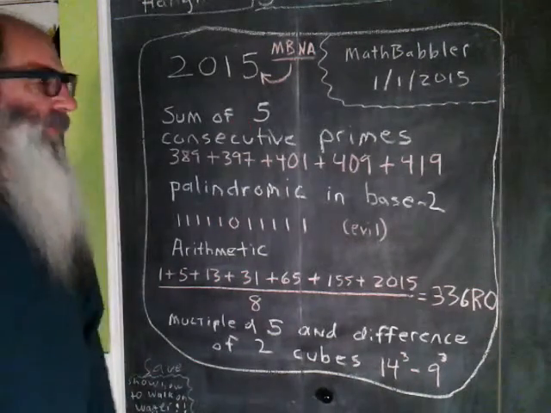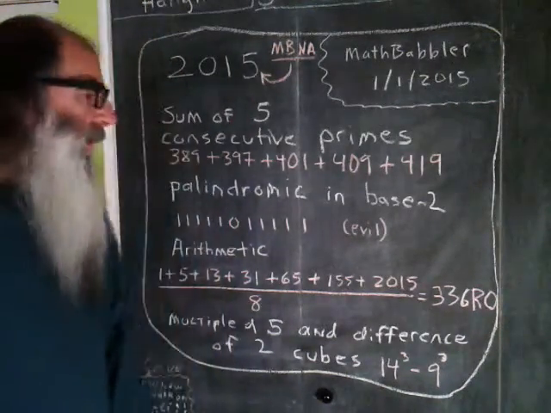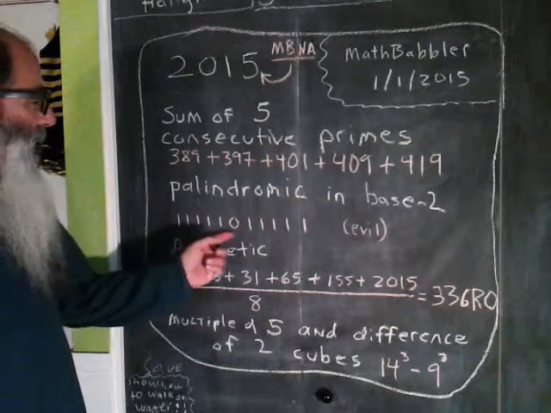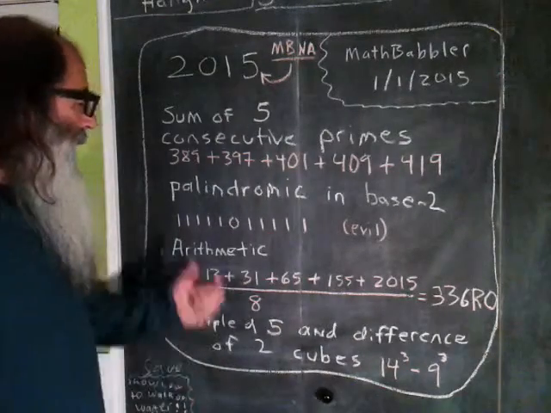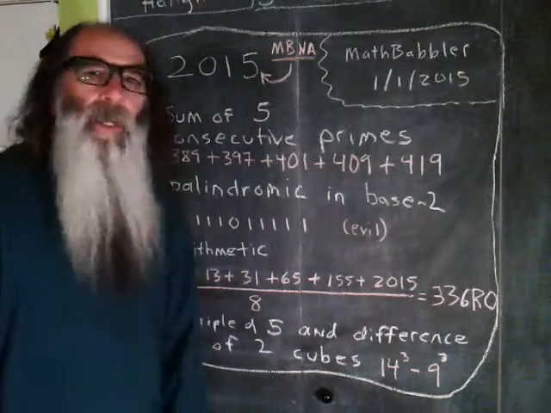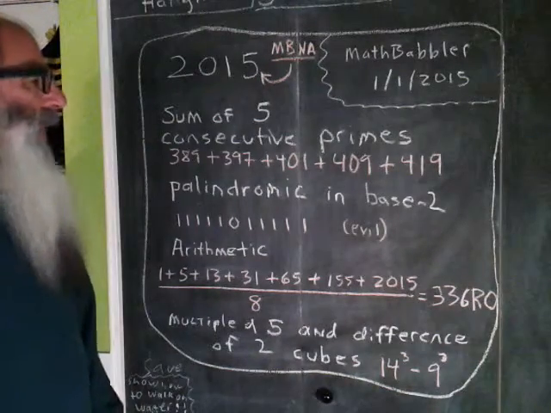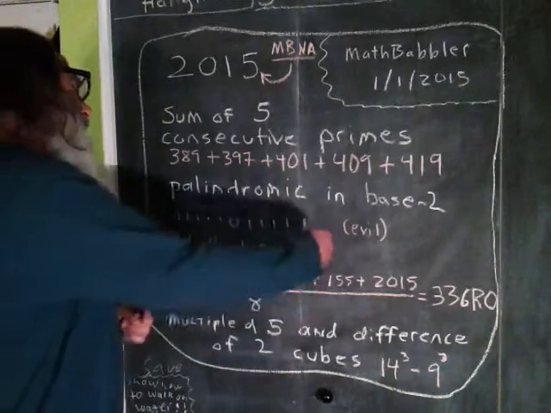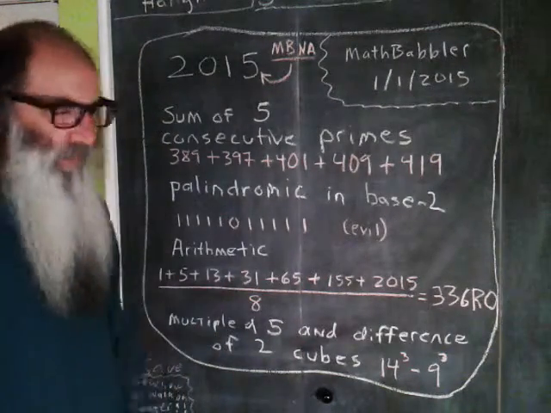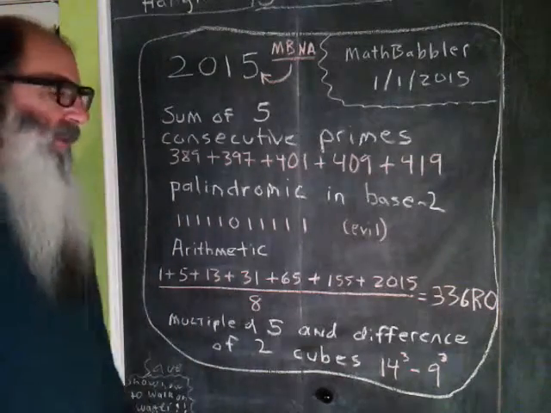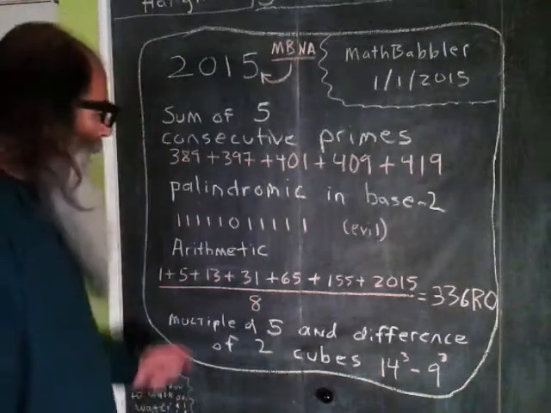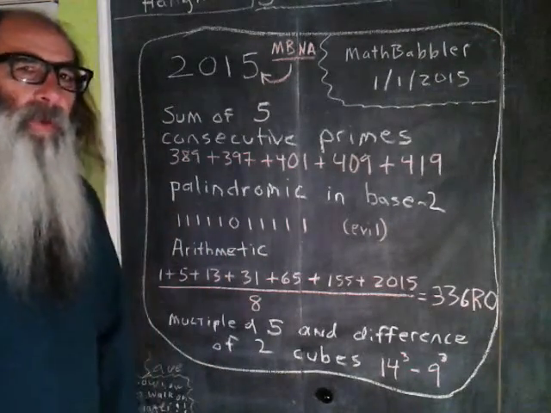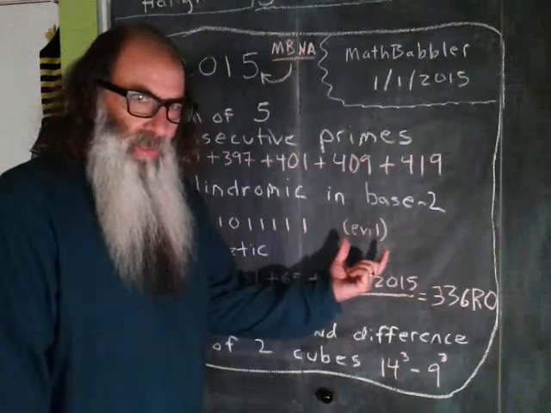If we take 2015 and convert it to base 2, binary, we get the number 11111011111. 5 ones, a zero, 5 ones. In base 2, 2015 is palindromic, meaning if we read it backwards, it's the same as when we read it forward. And for reasons that I'm not aware of, if you have an even number of ones in the binary representation, the number is categorized as evil.